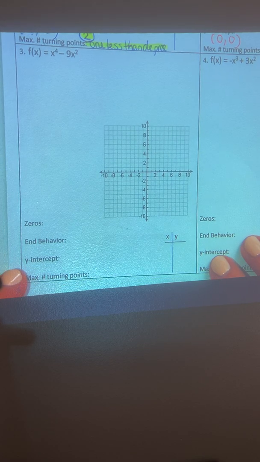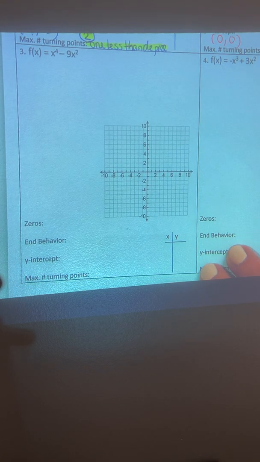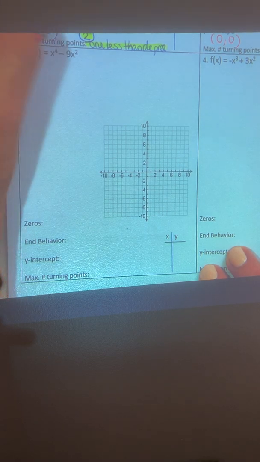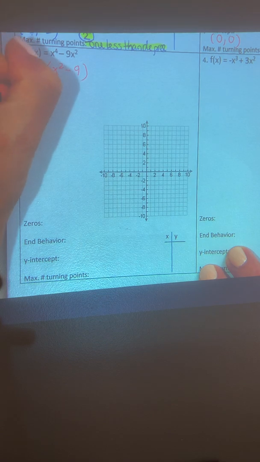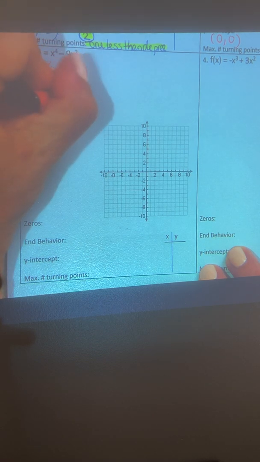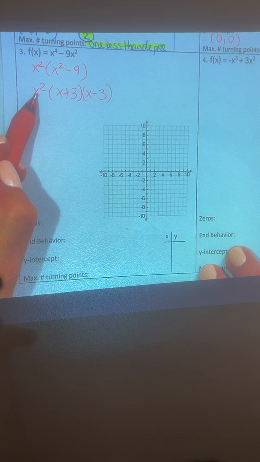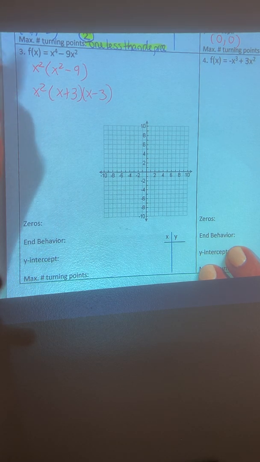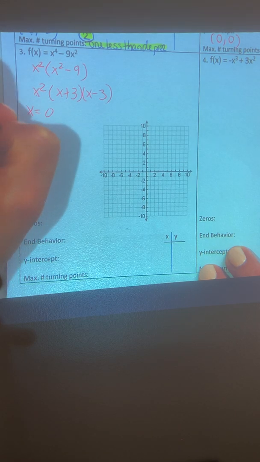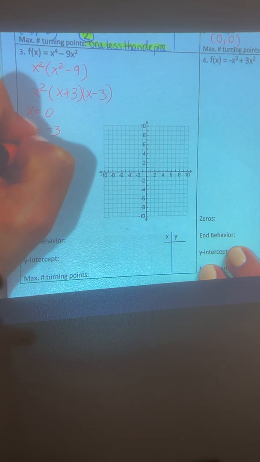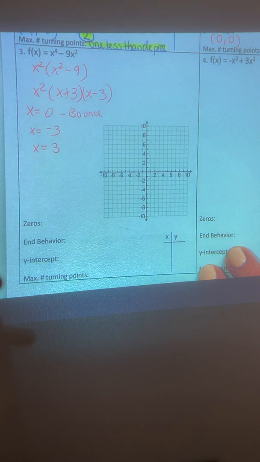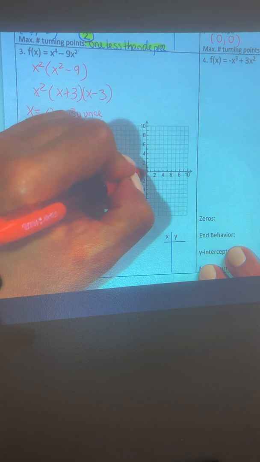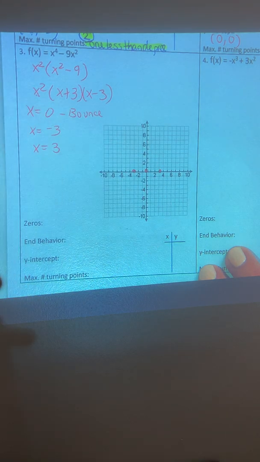All right, next one. We're going to factor. We're taking out an x squared. Now I'm left with x squared minus 9, which is x plus 3 and x minus 3. I see a degree of 2, so I know it's going to bounce at 0 here, guys. See the degree of 2? It's going to bounce at 0. X equals 0, x equals -3, x equals +3. It's going to bounce here. Okay? -3, 0, +3.